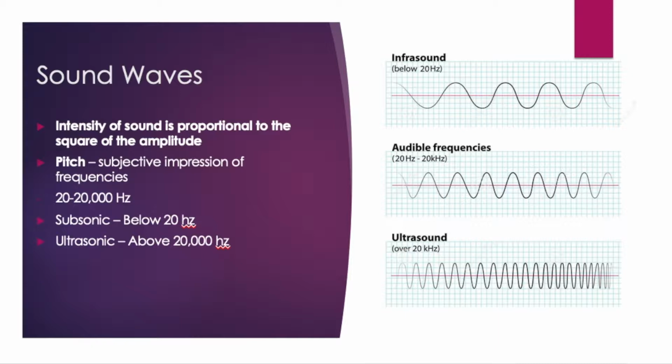The intensity of sound is proportional to the square of the amplitude of a sound. Sound intensity is objective and is measured by instruments. Loudness, on the other hand, is a psychological sensation sensed in the brain. A subjective impression of frequencies is called pitch.